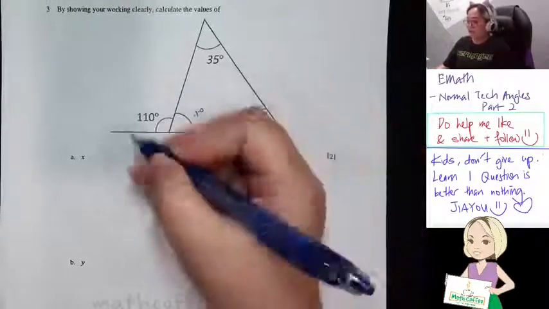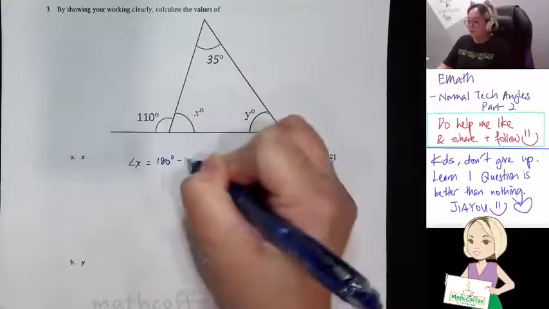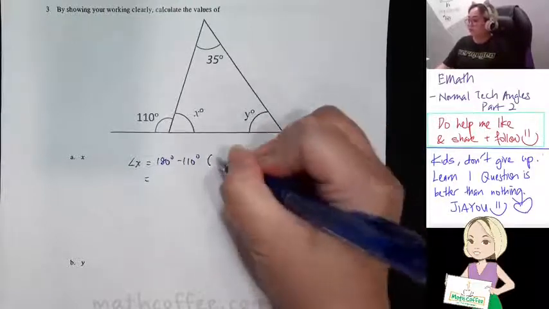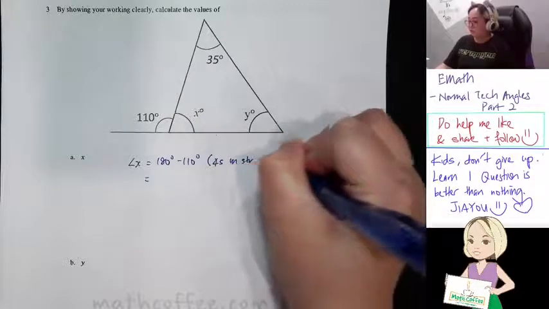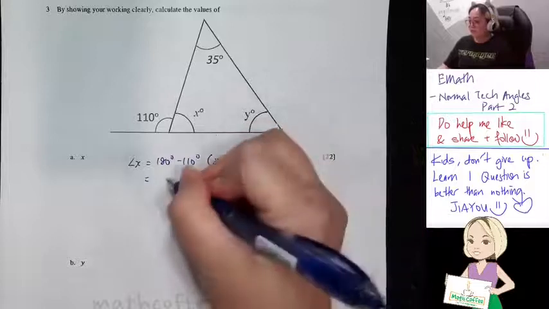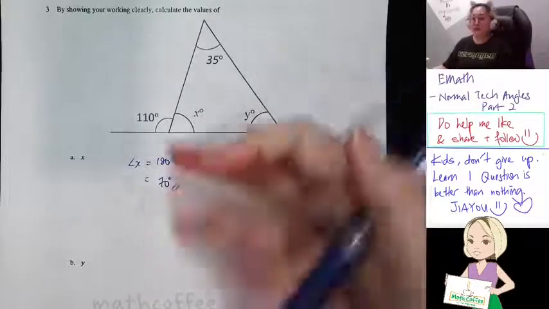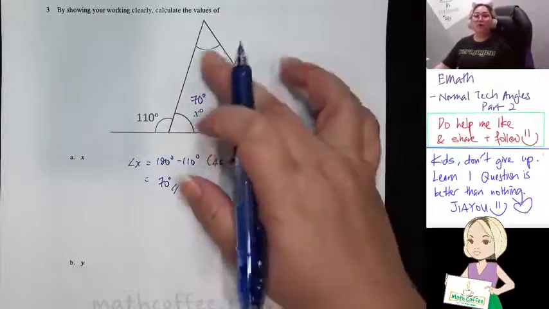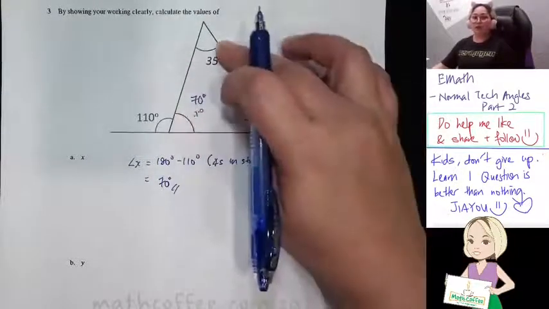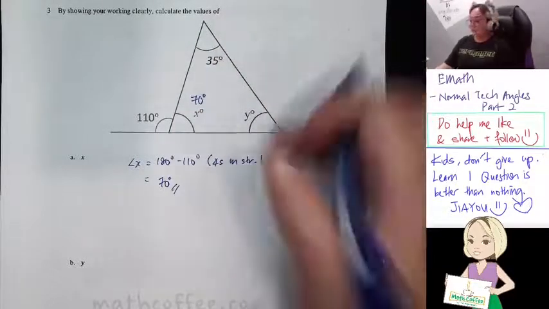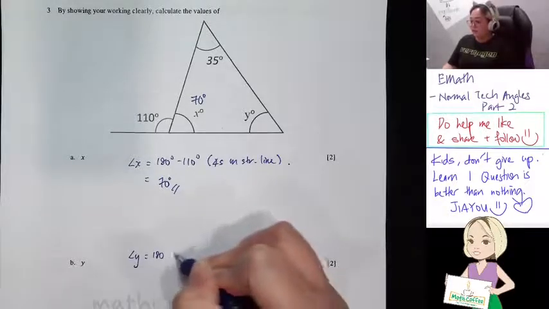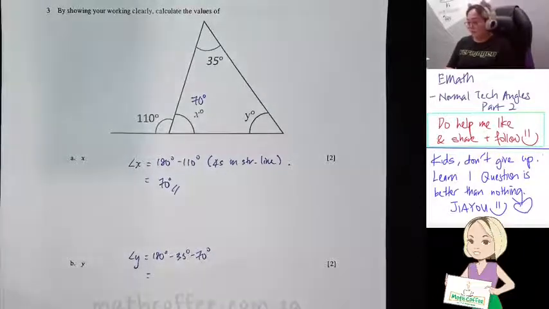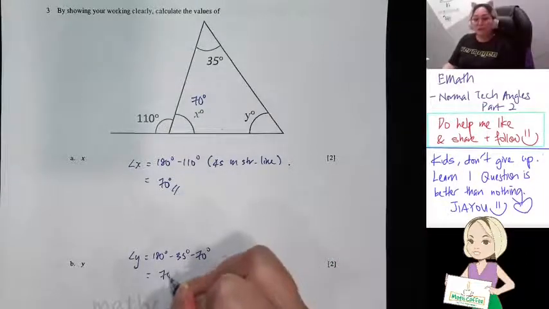So what I'm going to do is I can say, okay, angle X, I take 180 degrees minus 110. Why do you use 180 minus? Because it's angles on a straight line. So in this statement, you can put here angles on straight line. 180 minus 110 is 70 degrees, so angle X is 70. And remember to update your diagram, so this one is 70 degrees. Angle Y is very straightforward, because when you update the diagram, out of these three angles inside the triangle, I already know two angles, so you find the third angle. Angle Y is just 180 minus 35 minus 70 degrees, and that gives you 75 degrees.